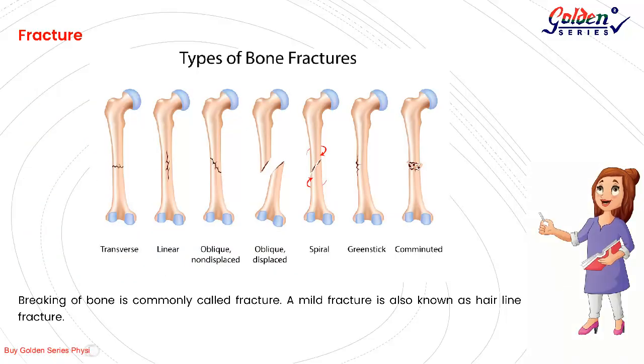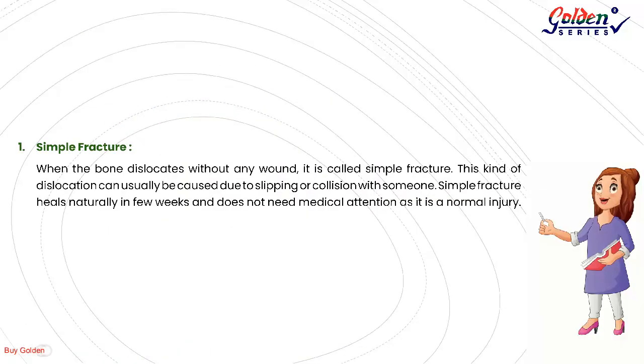Fracture. Breaking of bone is commonly called fracture. A mild fracture is also known as hairline fracture. Number 1. Simple fracture. When the bone dislocates without any wound, it is called simple fracture. This kind of dislocation can usually be caused due to slipping or collision with someone. Simple fracture heals naturally in few weeks and does not need medical attention as it is a normal injury.